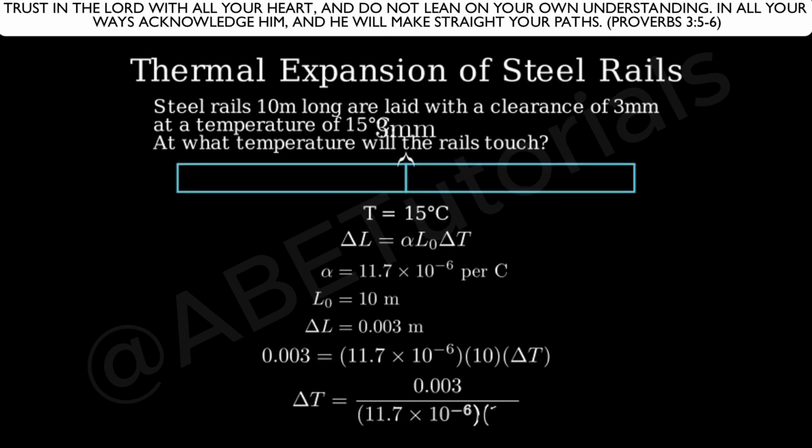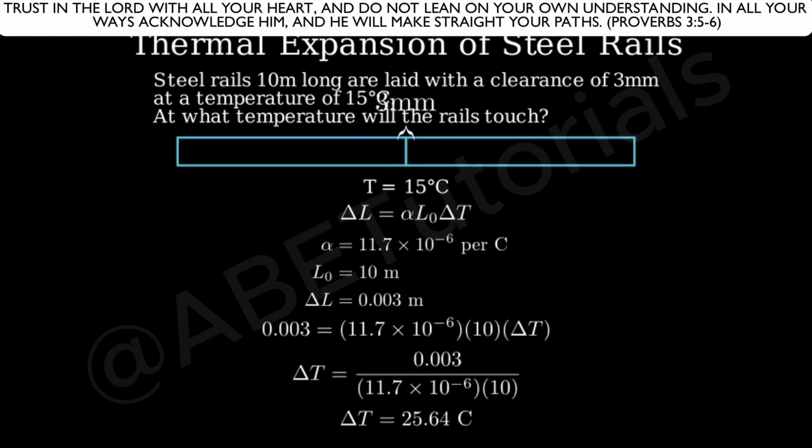Solving for delta T, we get delta T equals 0.003 meters divided by the product of 11.7 times 10 to the negative 6 and 10 meters. This gives us a temperature change of 25.64 degrees Celsius.